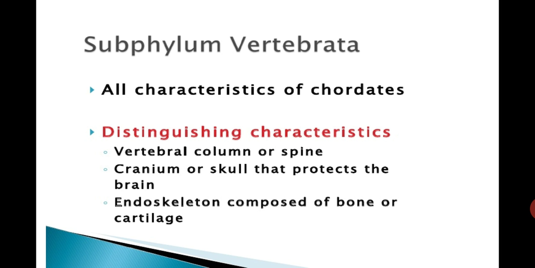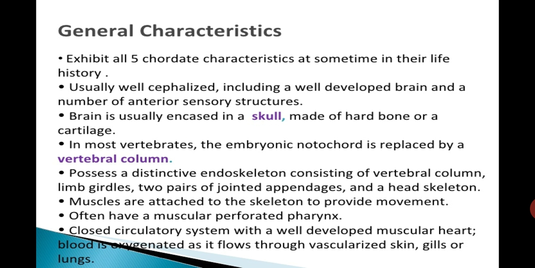So the subphylum Vertebrata possess all the characteristics of the chordates, and their distinguishing characters include the vertebral column or the spine, the cranium or the skull that protects the brain, and the endoskeleton composed of the bones or the cartilage. They exhibit all the 5 chordate characteristics at some time in their life history.